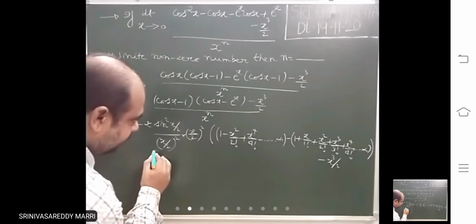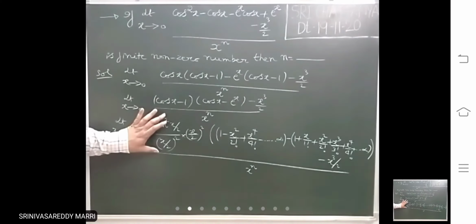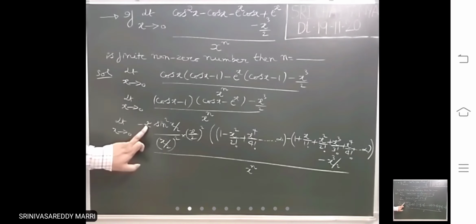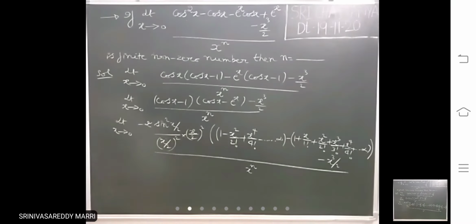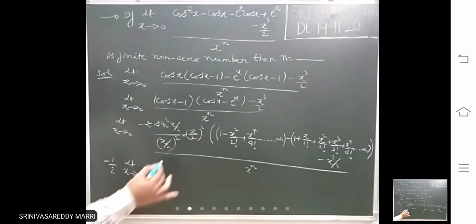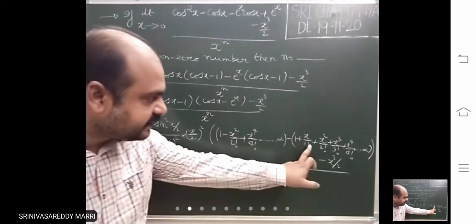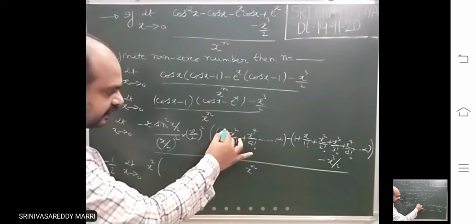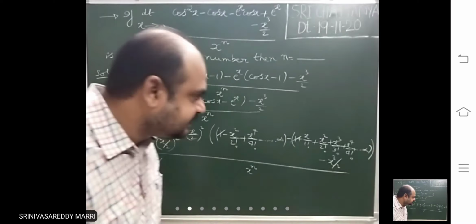So this standard limit will become 1. This is minus 2 into 1 by 4, this x square by 4 will be there, minus 1 by 2 I am writing outside. Limit x tends to 0, here x square will be there. I am rearranging the terms. Look here, x square will be there into this minus this. Now look, 1 cancels, 1 cancels. So this minus this is there in the bracket.